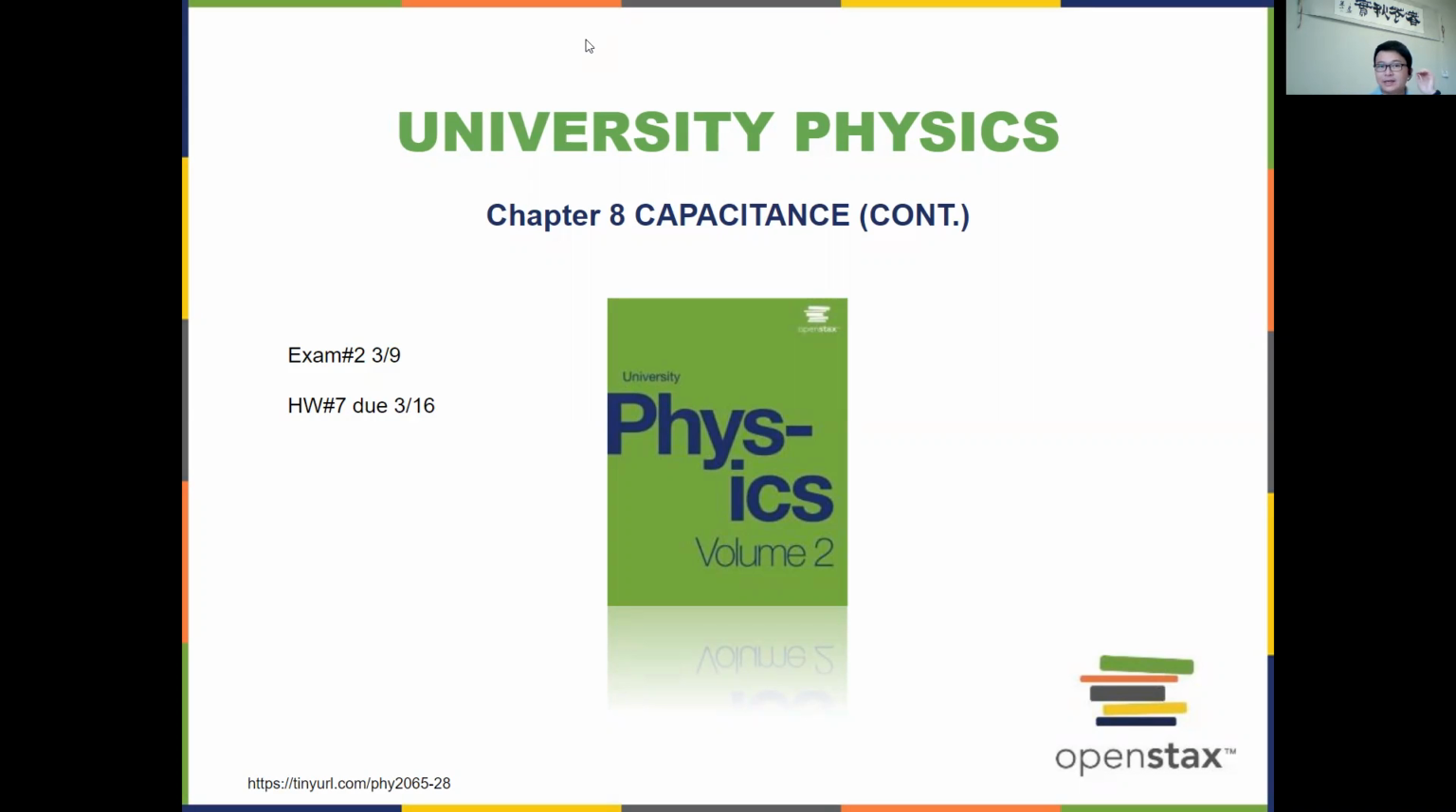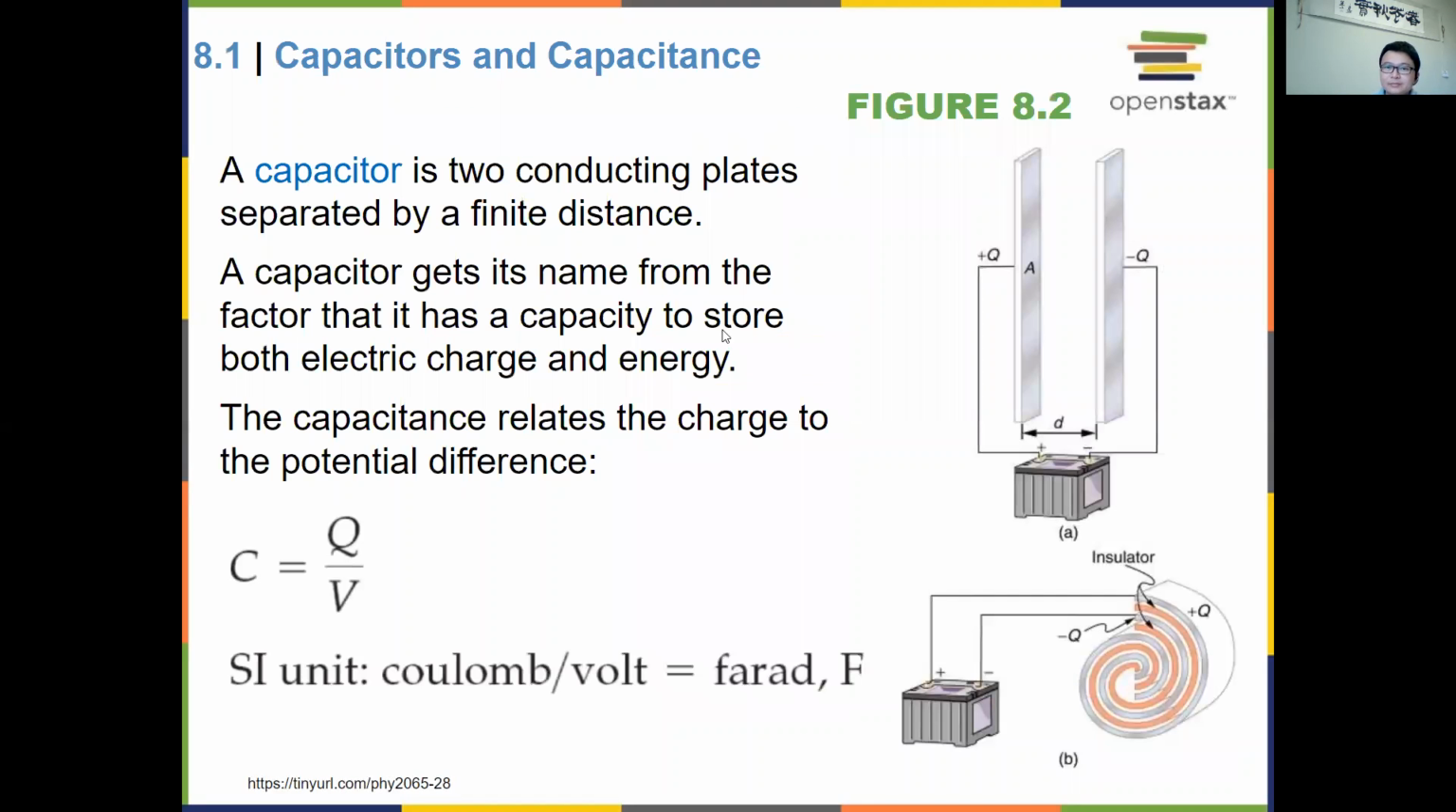We'll still be looking into chapter eight today, capacitance. So let's take a quick review of what we learned last time. Last time we took a look at the capacitor. The simplest capacitor you could have is two metal sheets placed close by and parallel to each other. That's the simplest capacitor you could have.